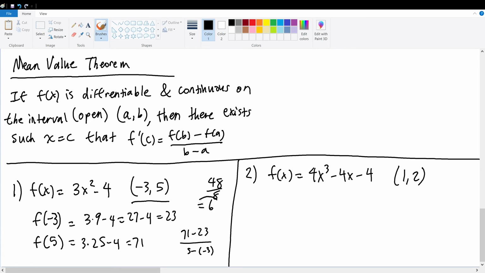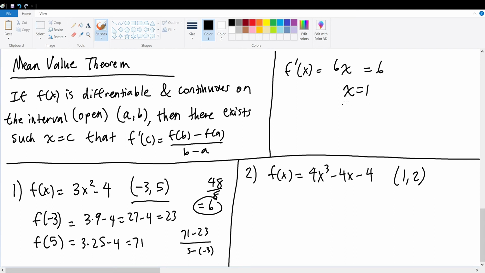So the secant slope that passes through -3, 5 within the function 3x squared minus 4 is 6. And we need to find the derivative between the interval of -3, 5 such that the derivative is equal to 6. So first, find the derivative of f of x. Based on the power rule, we get 6x. And we need to set this derivative to be equal to the secant slope, which is 6. Hence, x is equal to 1.